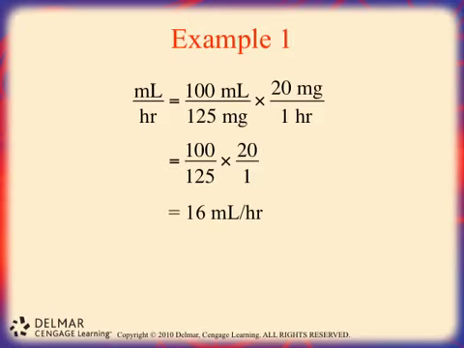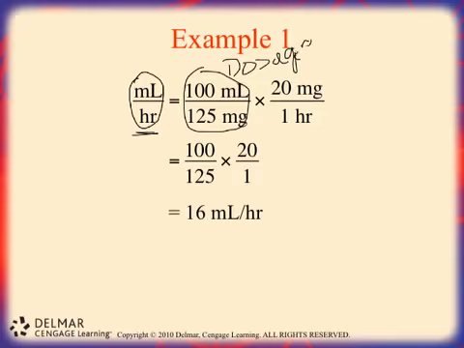So here we see we want to end up with our milliliters per hour, so we start with milliliters per hour. This is our dosage strength, which is what we have. That's our dosage strength.